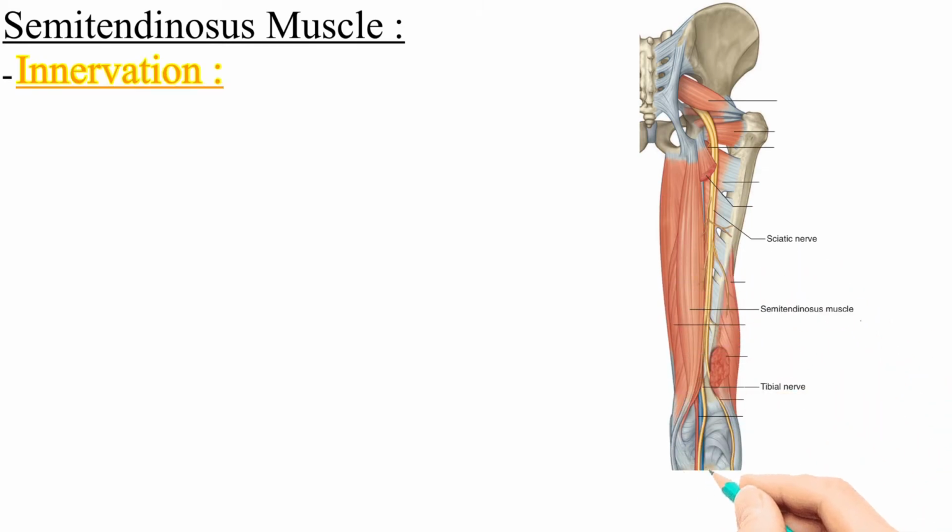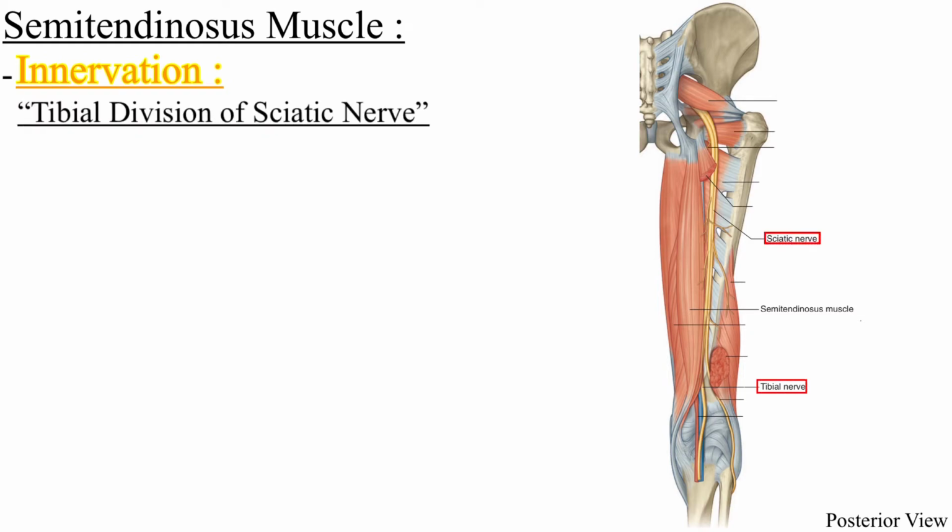Next is the innervation. It is innervated by the tibial division of the sciatic nerve. Sciatic nerve has three nerve roots: L5, S1 and S2. And the main contribution to semitendinosus muscle is from S1.